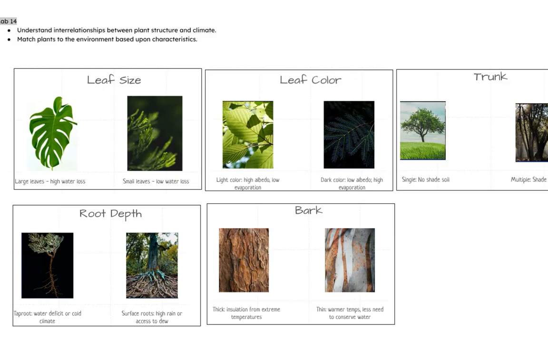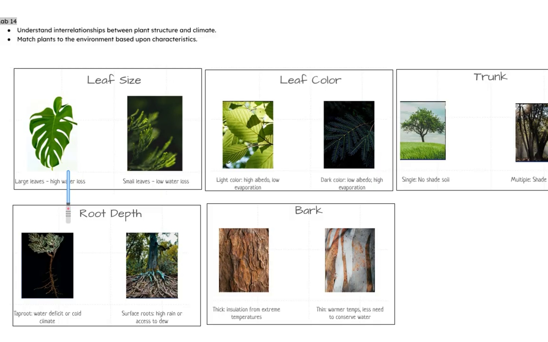Okay, last review video for exam 2. And this one is easy. This is the plant one. You guys went around and took pictures of plants on campus, and there are 5 characteristics that you have to know how they correlate to the environment in which a plant evolved.